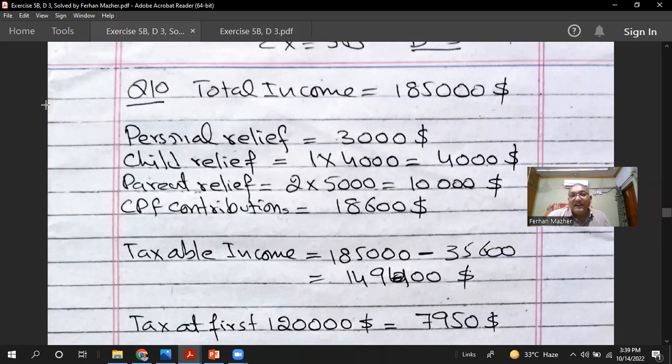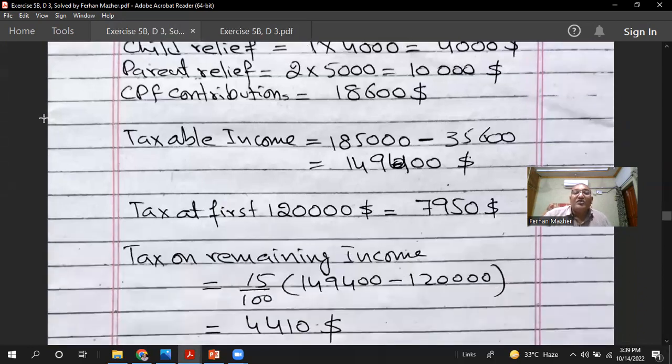So add up all the reliefs, 3,000 plus 4,000 plus 10,000 plus 18,600, and that total relief is $35,600. So the taxable income will be from his gross income, which is $185,000. From that, subtract $35,600. So you will have $149,400, and that income is the income on which you will apply the tax.